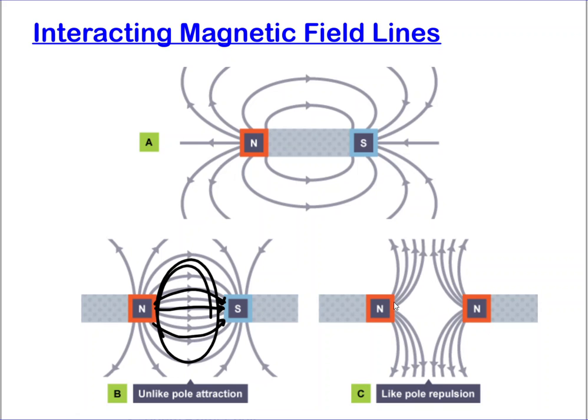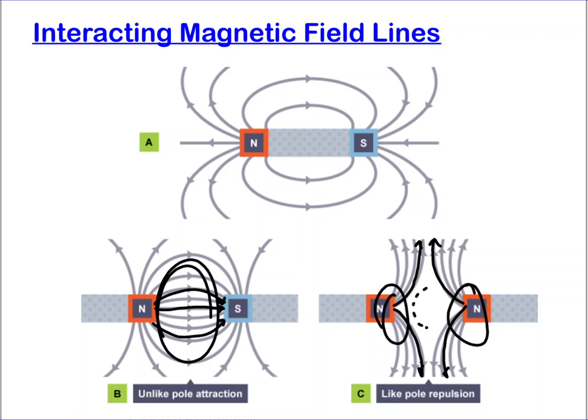Like poles repel, so we need to come out of the north, but these field lines can't cross. So we would see this pattern right here, and if we took a bunch of iron filings and dropped them, we would see a ton of them here and a ton of them here, because there's a ton of magnetic field lines in that location.